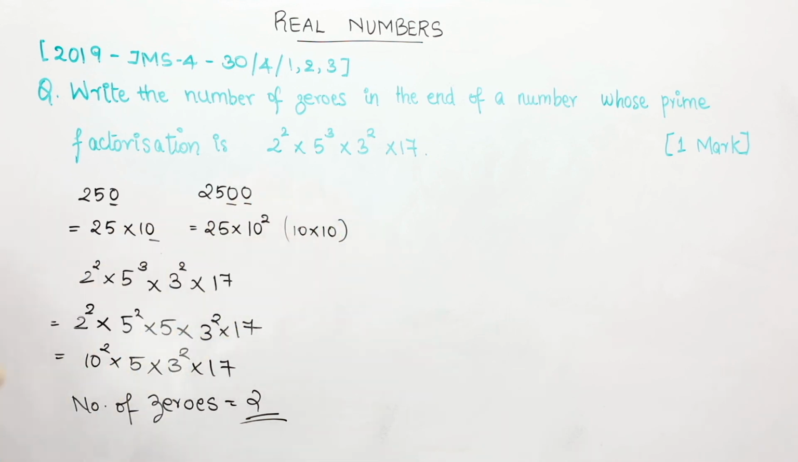So the question is to find the number of zeros in the end of a number whose prime factorization is given. We've seen that the number of zeros in the end will be equal to the number of times 10 appears in the factorization. So we simplified the given factorization to find the number of tens, and since the number of tens is 2 here, the number of zeros in the end of the number is 2. So here we have covered questions from product of primes. In the next video, we'll be looking at questions on finding HCF and LCM using product of primes.